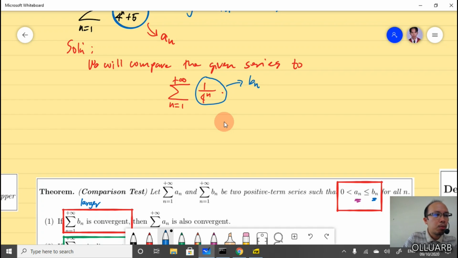Term by term comparison, as you can see here.